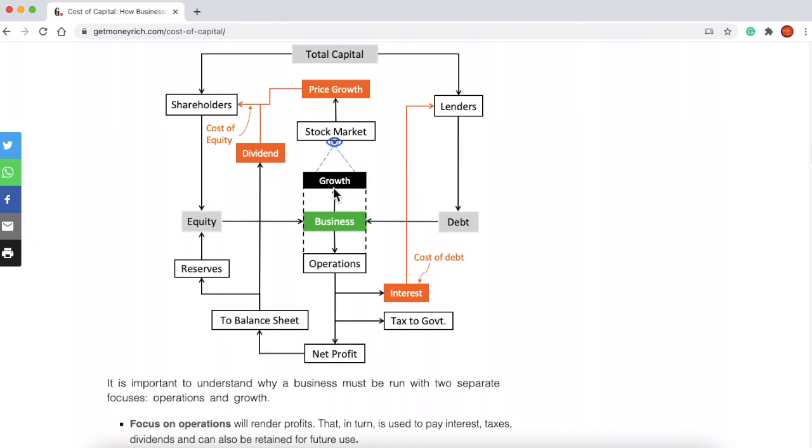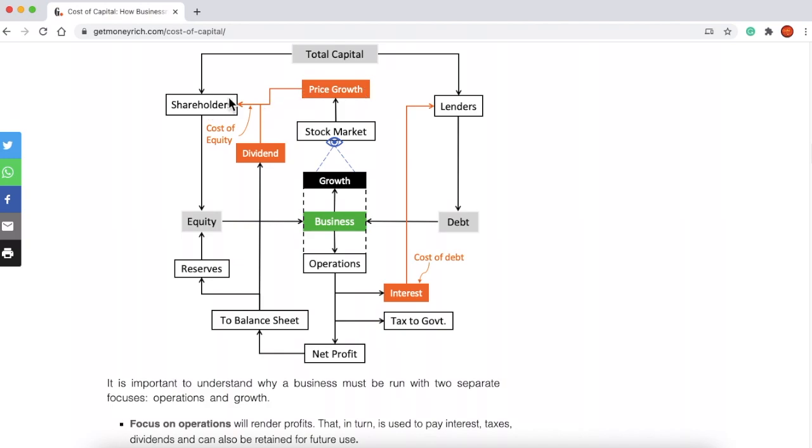A company which is showing good growth, immediately the stock market rewards the company by making their price grow. And when the price grows, there is a capital appreciation and the shareholders accordingly get rewarded. So you can see the shareholders get rewarded in two ways. First, they are getting dividends straight from the business, and then they are also getting the capital appreciation of their stocks from the stock market. And the stock market is seeing the business, and it is accordingly rewarding the shareholders.